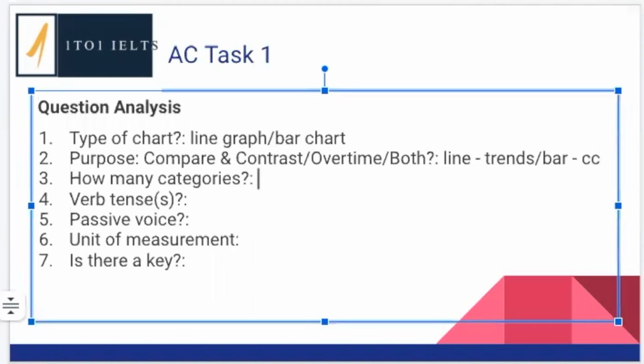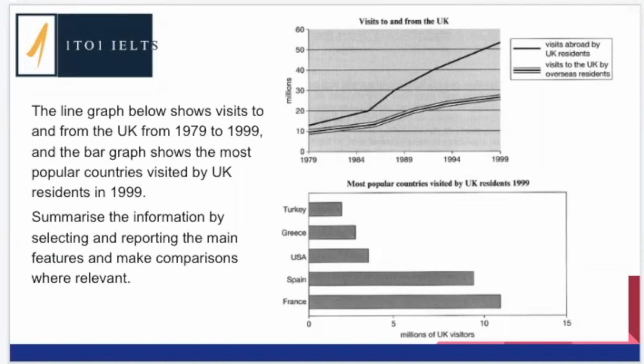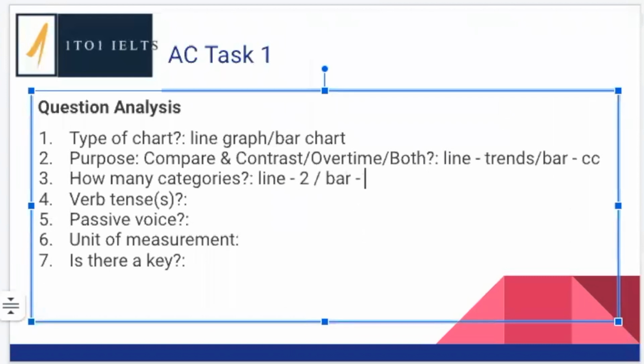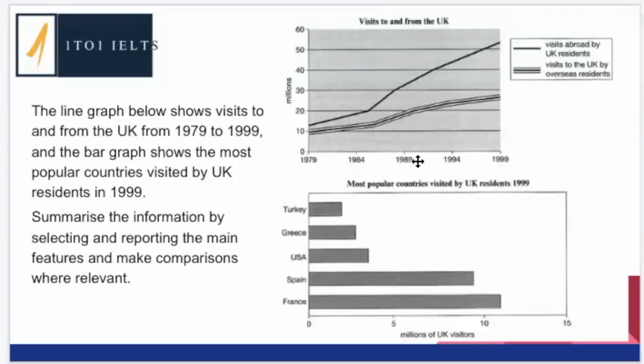How many categories? So again, let's look at it one by one. The line graph has 2, and the bar chart has 5 countries. Verb tenses. The first thing we're going to look for, have we got a date on this? Okay, so we've got a number of dates up to 1999, and this one is also 1999. So all of these dates are past. They're all completed actions in the past. So we're going to use the past simple.